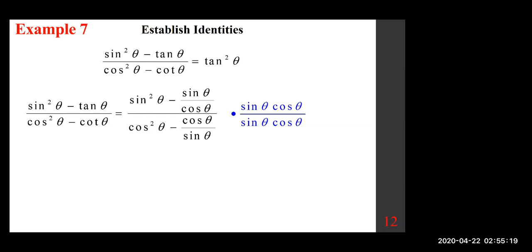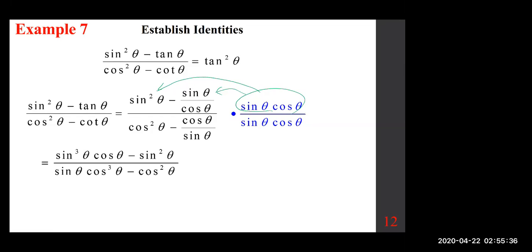You multiply this one by the first one, gives you sine cubed cosine. And then when you multiply it by this one, cosine and cosine cancel each other. You get minus sine squared in the numerator. The denominator works out in the same manner. So I hope everybody is comfortable with changing a complex fraction into a simple fraction.